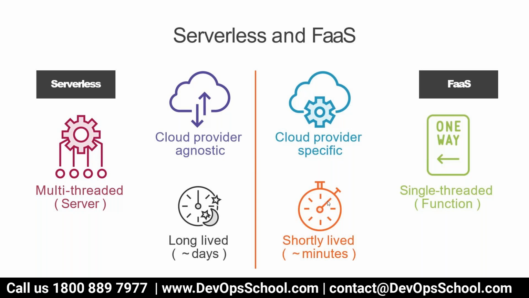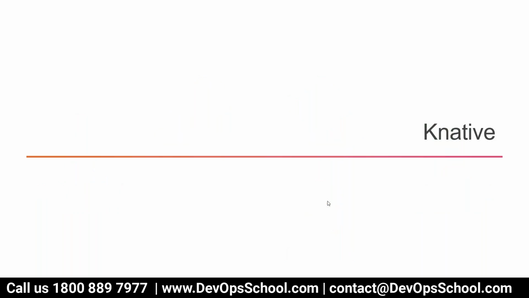With a serverless function, you can run long-lived jobs which require days to run, whereas function as a service is just a few seconds or minutes, right? So these are some of the key differences between serverless and function as a service. So now the question is where Knative comes into the picture.